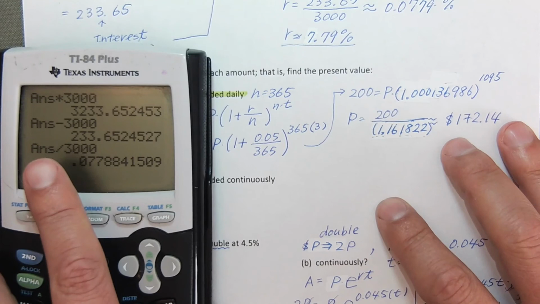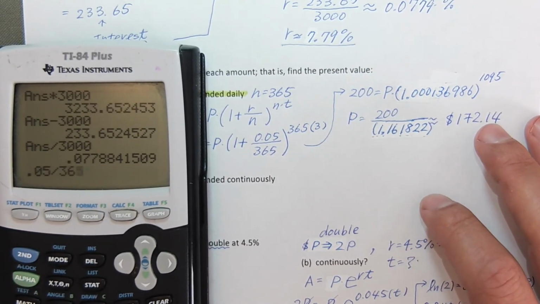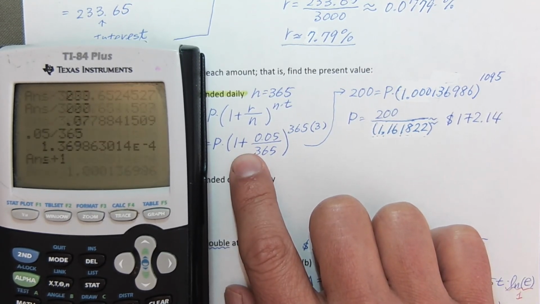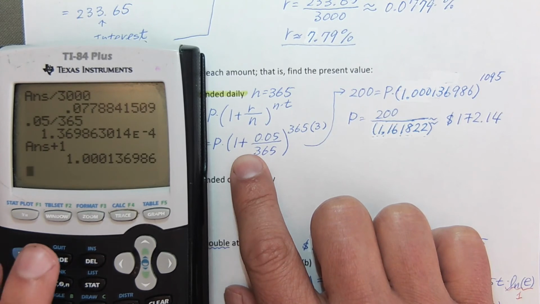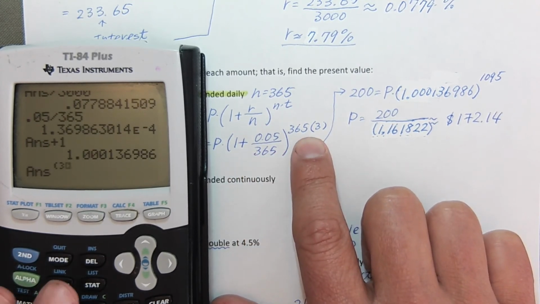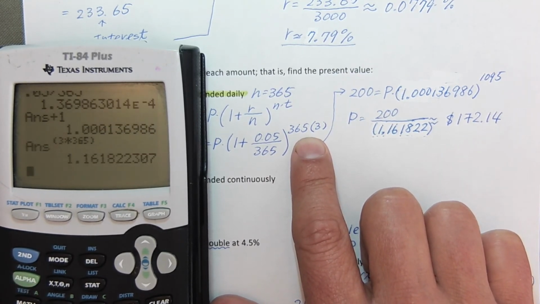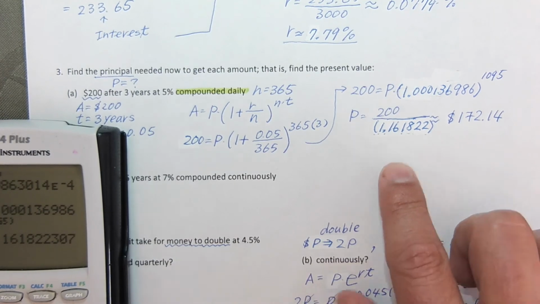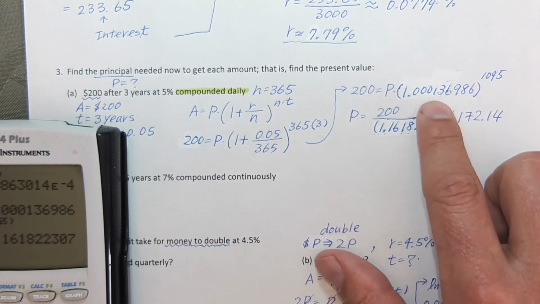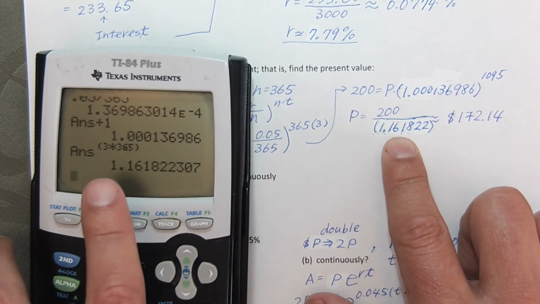So 0.05 divided by 365 equals, plus 1 equals, raised to the, and I'm going to use parentheses, 3 times 365. Okay, so this is the amount, and you saw the numbers as I was doing that. I now have to divide both sides by this value here. So I'm going to show you a little trick.